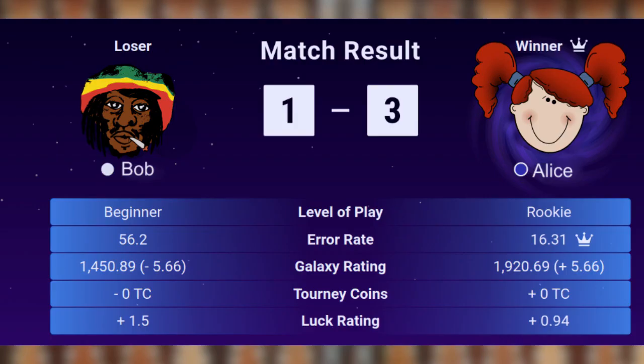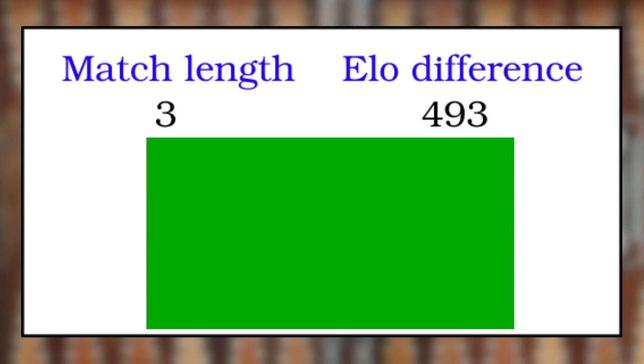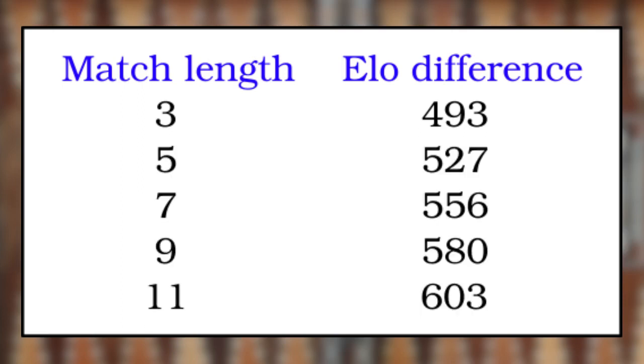Take Alice and Bob. In 3-point matches, Alice wins the match 60% of the time, and the PR 73% of the time. This gives her, in Galaxy, a 493 Elo points advantage over Bob. But if they played exclusively 5-point matches, her advantage would be 527, and 556, 580, and 603 for 7, 9, and 11-point matches, respectively. She simply does not get enough credit for her 3-point matches.